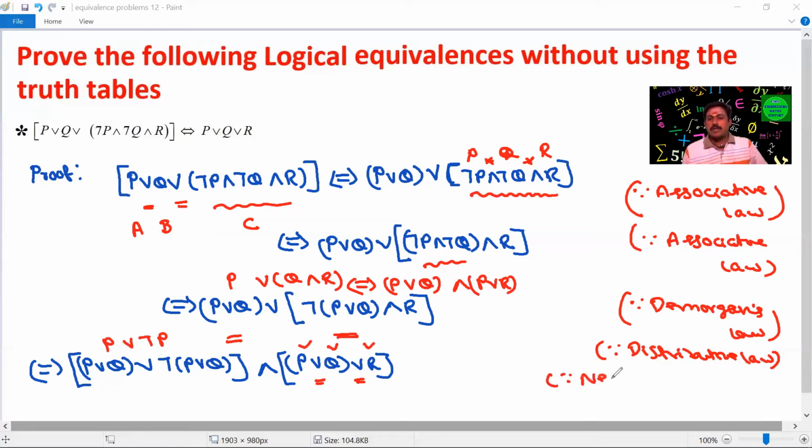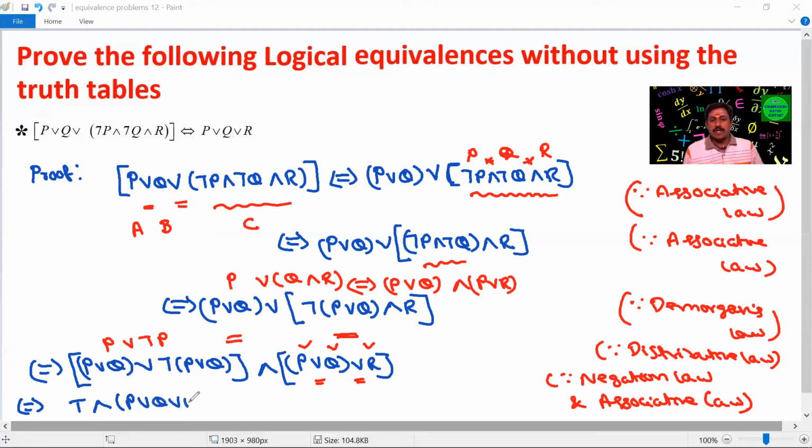So using negation law and associative law, we can write the next step as P or not P, which is nothing but T, and all the symbols are the same, so I can write the term without any brackets, which is equivalent to. If you observe these two terms, the entire term looks like T and P, so T and P is P. Using identity law, we can write that step as T and P is P. Here our P value is P or Q or R. This is our required proof.